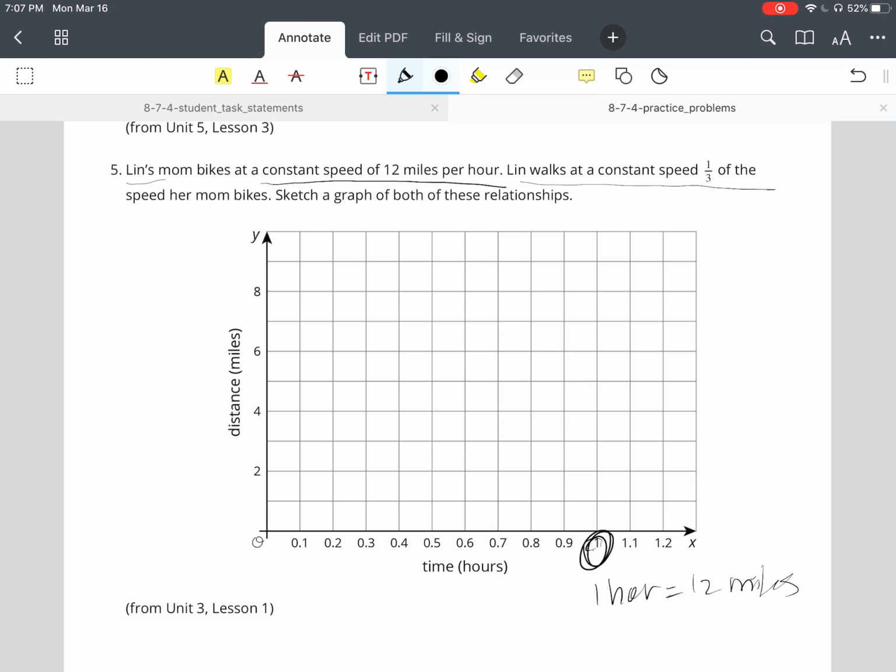But notice how we don't have 12 miles here. So let's do 0.5 of an hour. How many miles is that if it's half an hour? 6 miles.